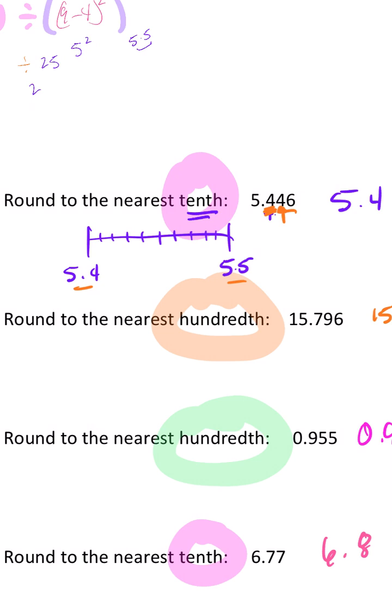5.446. This is 5.45. Right? So 5.446 is going to be over here, which means it's closer to 5.4.